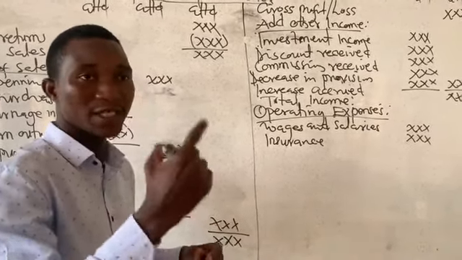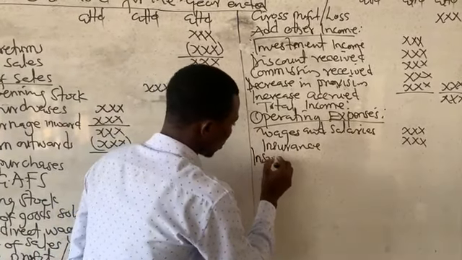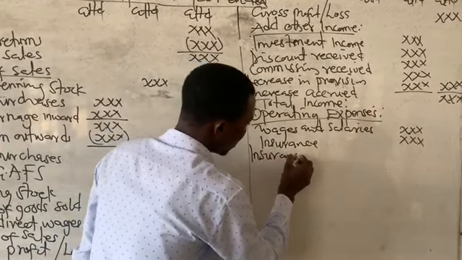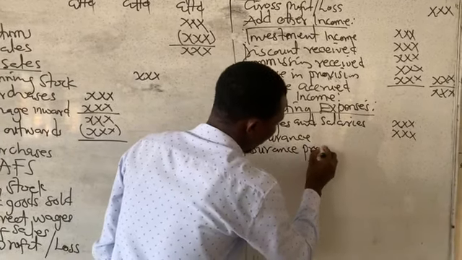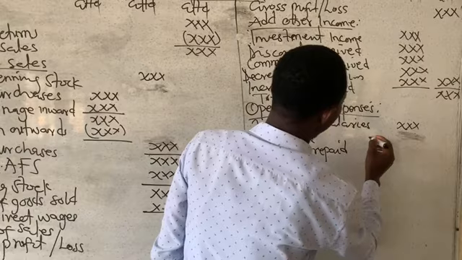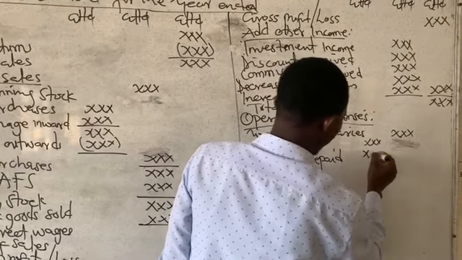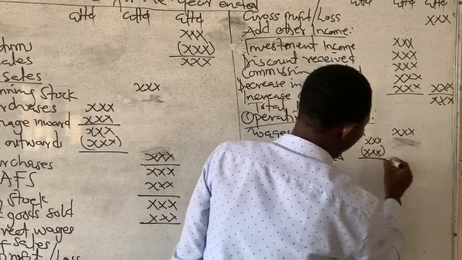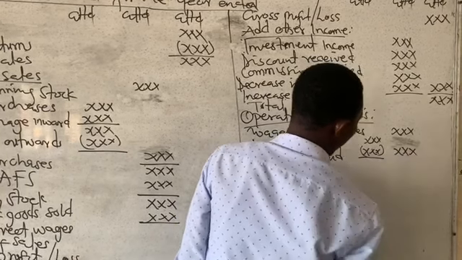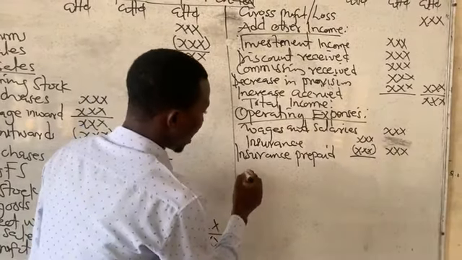Sometimes there will be expenses prepaid. So let's say insurance prepaid. The insurance prepaid, then we bring about insurance here. Then we less the insurance prepaid from it to get the actual insurance expense. Maybe you may be having rent.